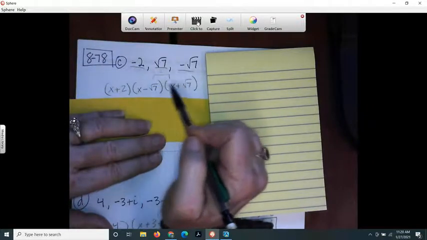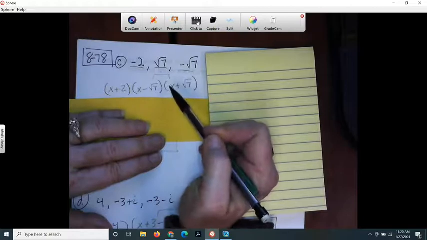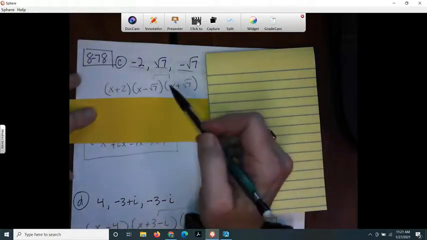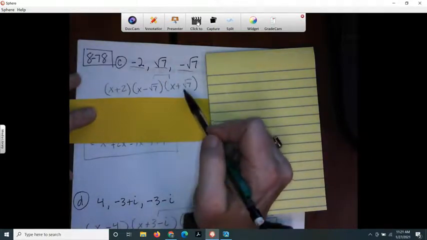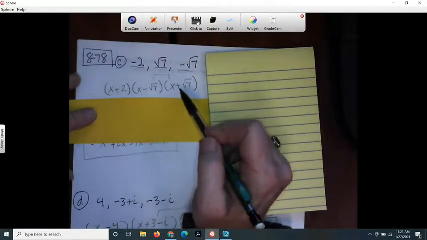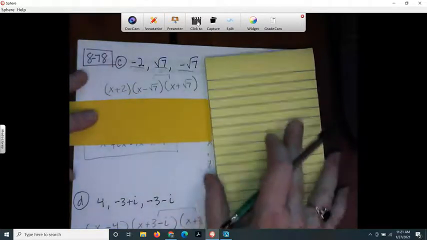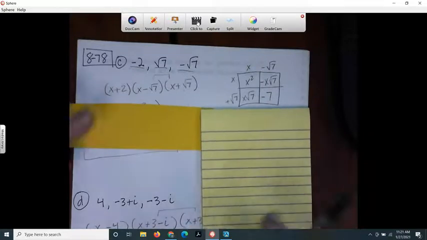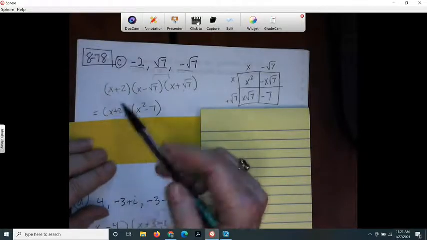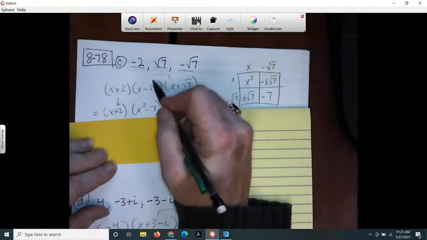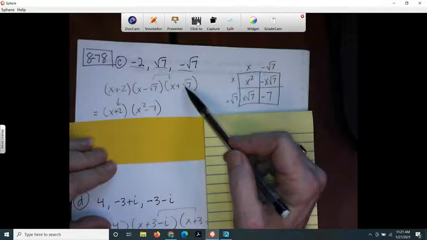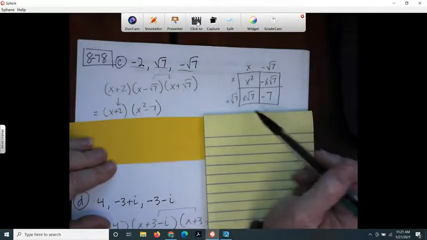I'm going to have to multiply 2 of them together and get an answer, and then multiply it by the third one. I think it's easiest to multiply the conjugate pairs together because things are going to cancel out on them. So keep that in mind. I'm going to do a little diamond problem just with this conjugate pair. I'll leave the x plus 2 alone, and multiply these two together using an area model box. I write one of the factors along the top and the other along the side.